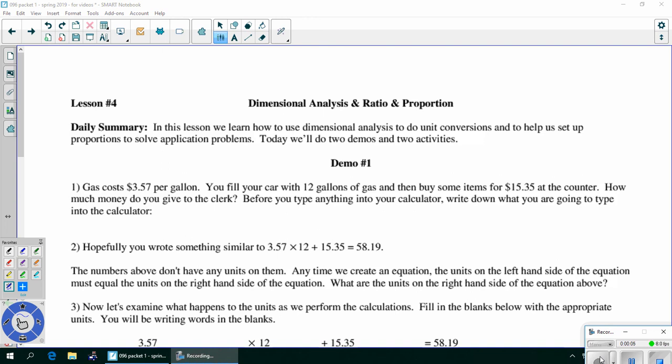Lesson number 4, Daily Summary. In this lesson, we learn how to use dimensional analysis to do unit conversions and to help us set up proportions to solve application problems. Today we'll do 2 demos and 2 activities.